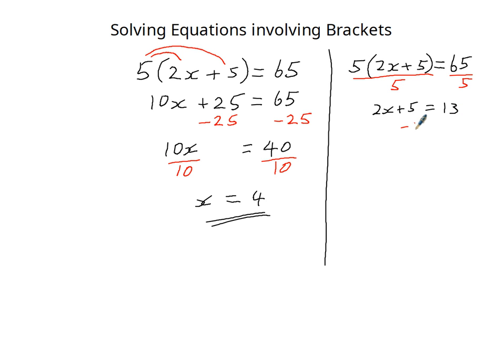I could subtract 5 from both sides, and that leaves me with 2x equals 8. Divide by 2. X equals 4. So you can see that you end up with the same answer. But this process on the right that I've done here, that wouldn't work on the next example I'm going to show you. We have to use the one on the left, which is why I've been using that as my example.